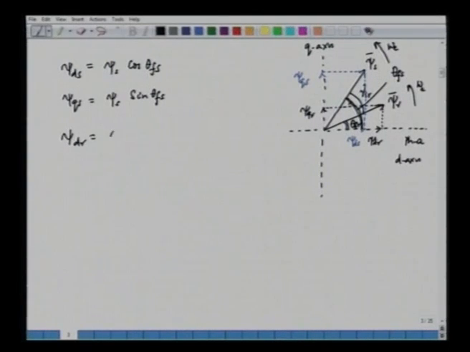And in a similar fashion we can find out what psi dr is. Psi dr is psi r into cos of theta fr, the projection of the rotor flux along the D axis. And psi qr is equal to psi r sine of theta fr. So, these are the four fluxes that I can write down in terms of the magnitude of the flux and the angle of the flux with respect to the stationary phase A axis.